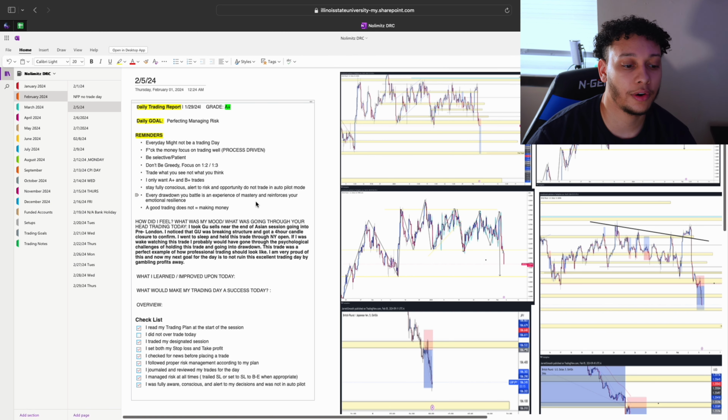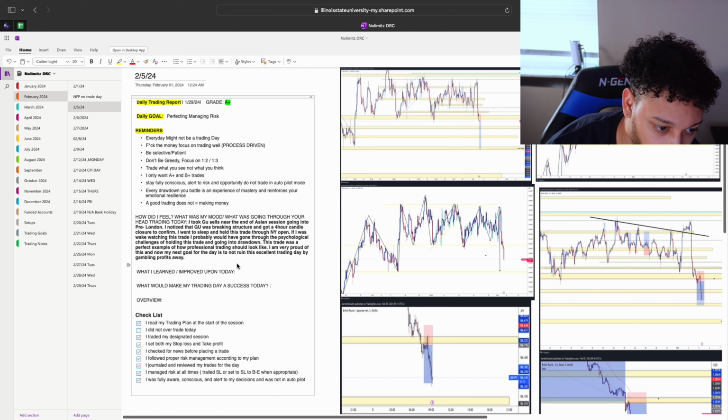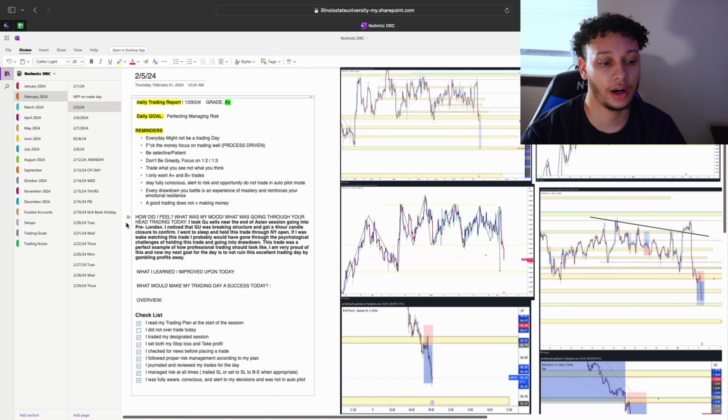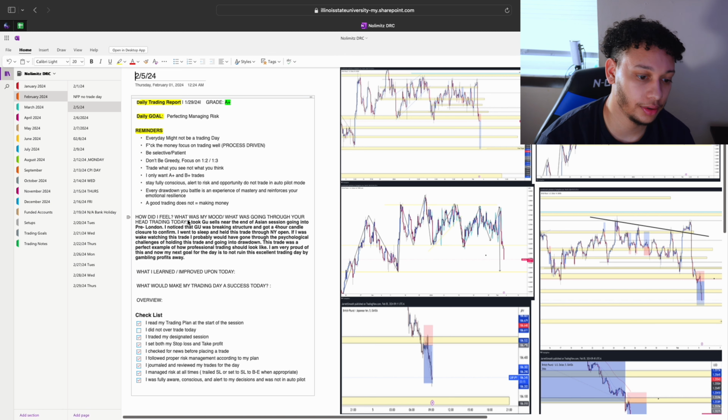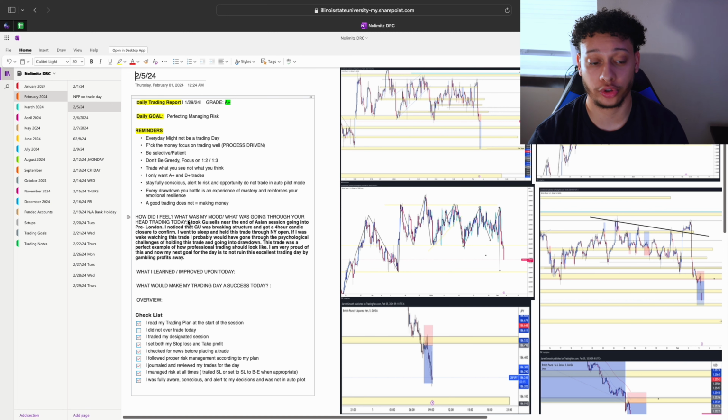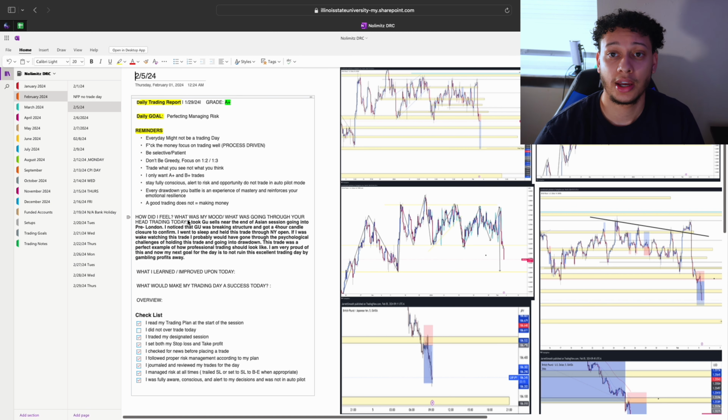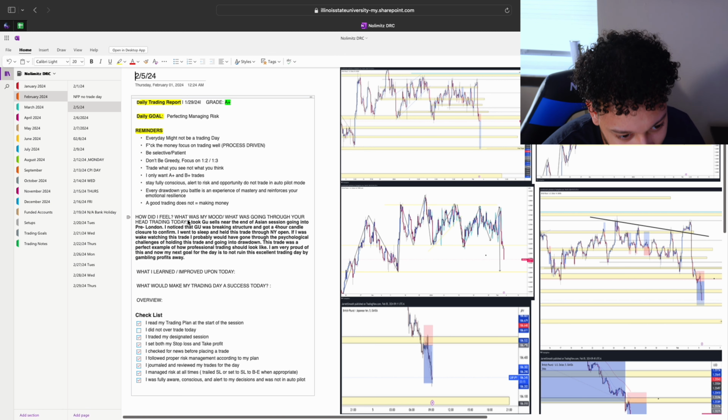So now is more of the psychological part. You know, we have a few template samples of things to fill out. How did I feel? What was my mood? And what was going through your head during your trades? You actually want to track this, right? I've read a few different psychological books, and this is very important. You want to be able to track your thoughts. You want to be able to track your thoughts while you're trading.